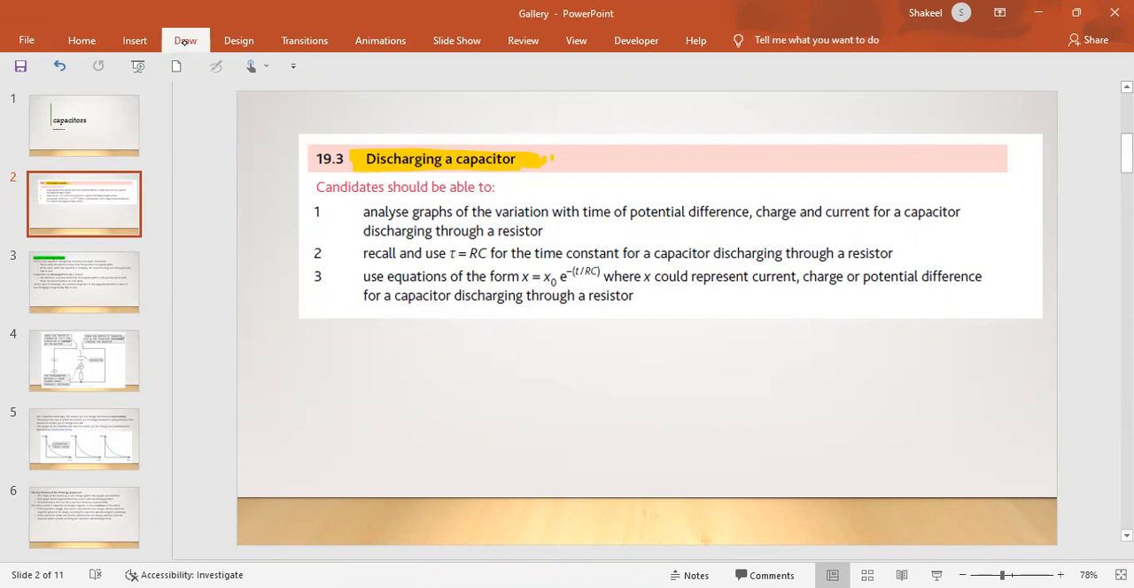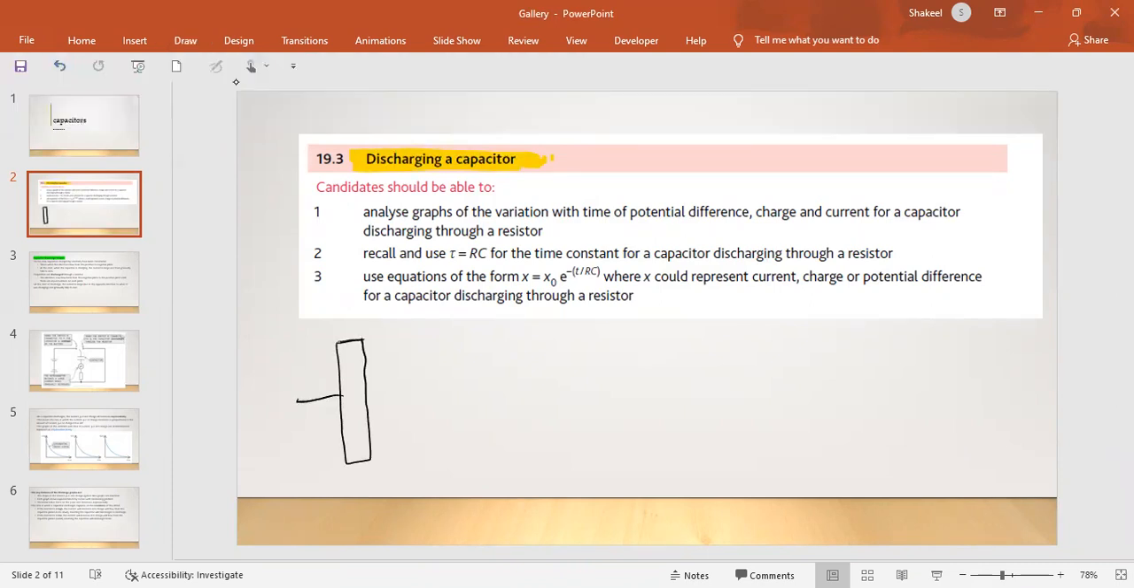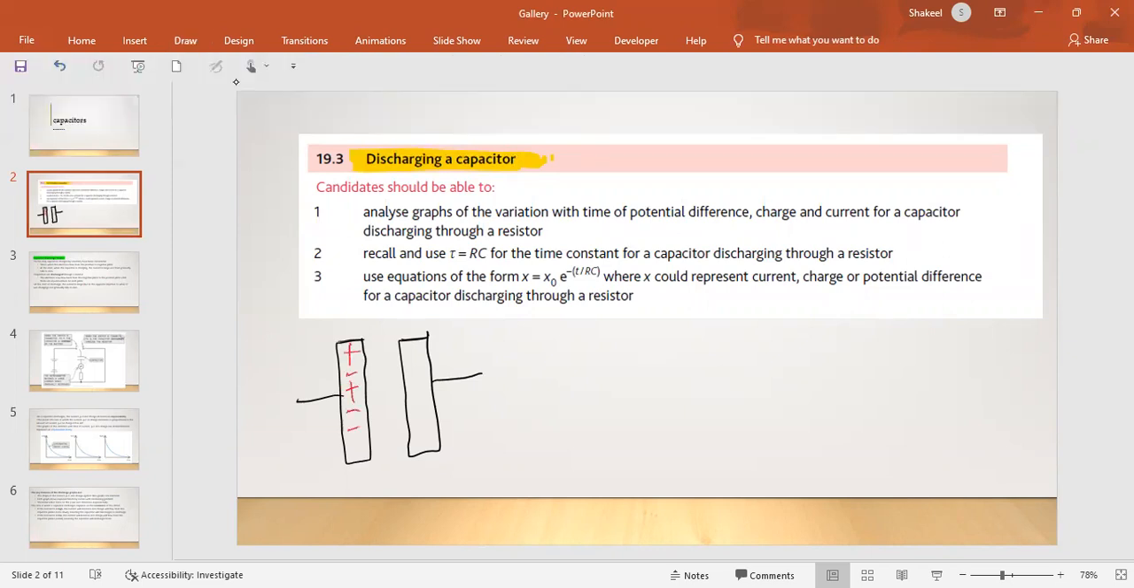Before we go into the topic, let me tell you one thing that we already know. This is a parallel plate capacitor, okay? And if it is not charged initially, it is neutral, which means that positive and negative charges are equal in amount on it. There is no charge distribution over it.